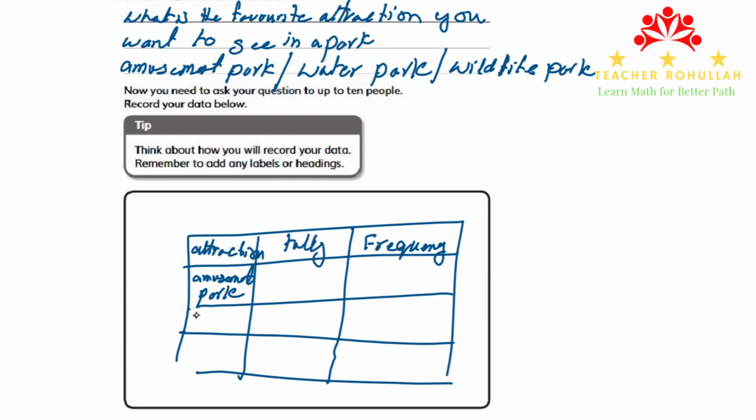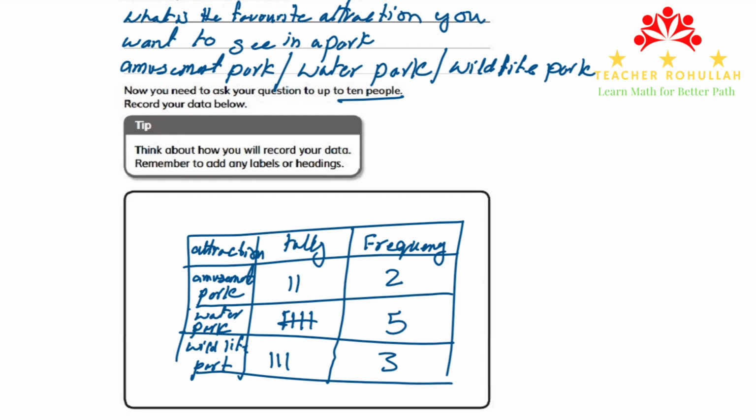The second one is water park, and the third one is wildlife park. Here it says ask 10 people. So from 10 people, for example, 2 of them choose amusement park. Here I have to use tally marks, and here I will write the frequency. So 2 people choose amusement park, 5 chose water park, and another 3 chose wildlife park. So these are the data that I collected from the people.